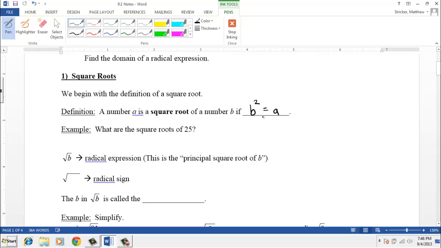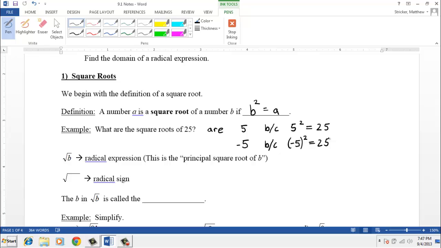For example, the square roots of 25 are 5 and -5. Why? Because of this definition. Because 5 squared equals 25, and also because -5 squared is equal to 25. So when we're trying to find a square root, we're asking ourselves what number squared is equal to the value inside the square root.